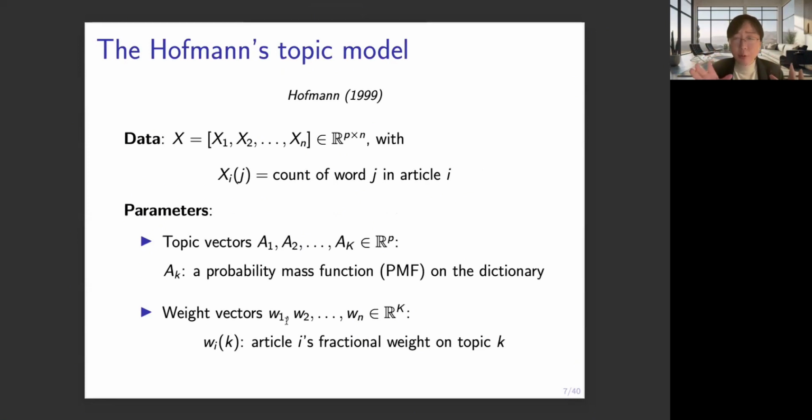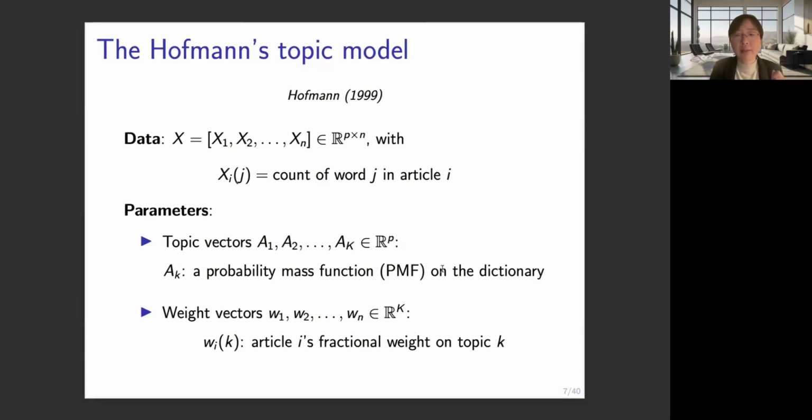And then our parameters include the k topic vectors. The rationale is that although n and p can both be very large, we think these documents are generated by a relatively small number of topics, for example, k equals 10 or 20. And each topic is a distribution over the p words, so it's represented by a p-dimensional probability mass function. Additionally, each document admits a k-dimensional weight vector specifying the weights of different topics.